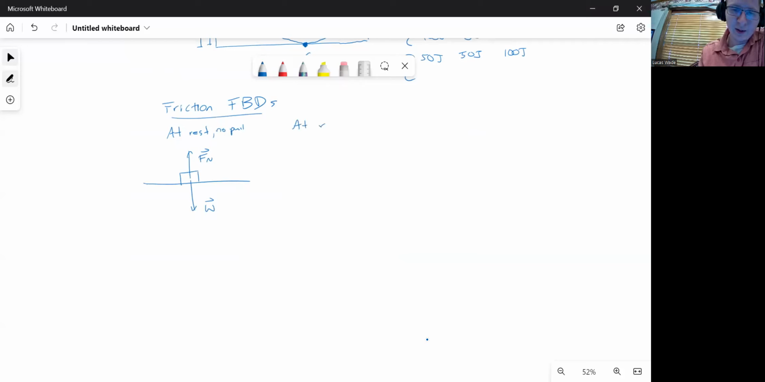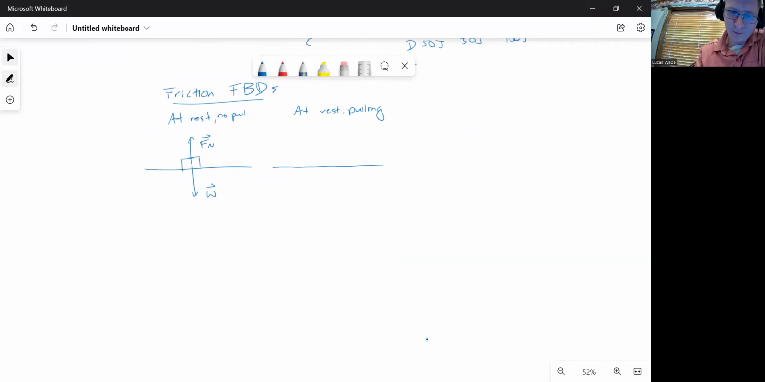Now we'll do at rest pulling. So say our pulling force, the force we're applying by pulling is P. I'll say we're pulling this way. Well, does the normal force and weight part look any different here? Yeah, they're the same. Nope. Yeah, they are the same. And in this case is where we have friction acting the other way. What kind of friction? Static friction.